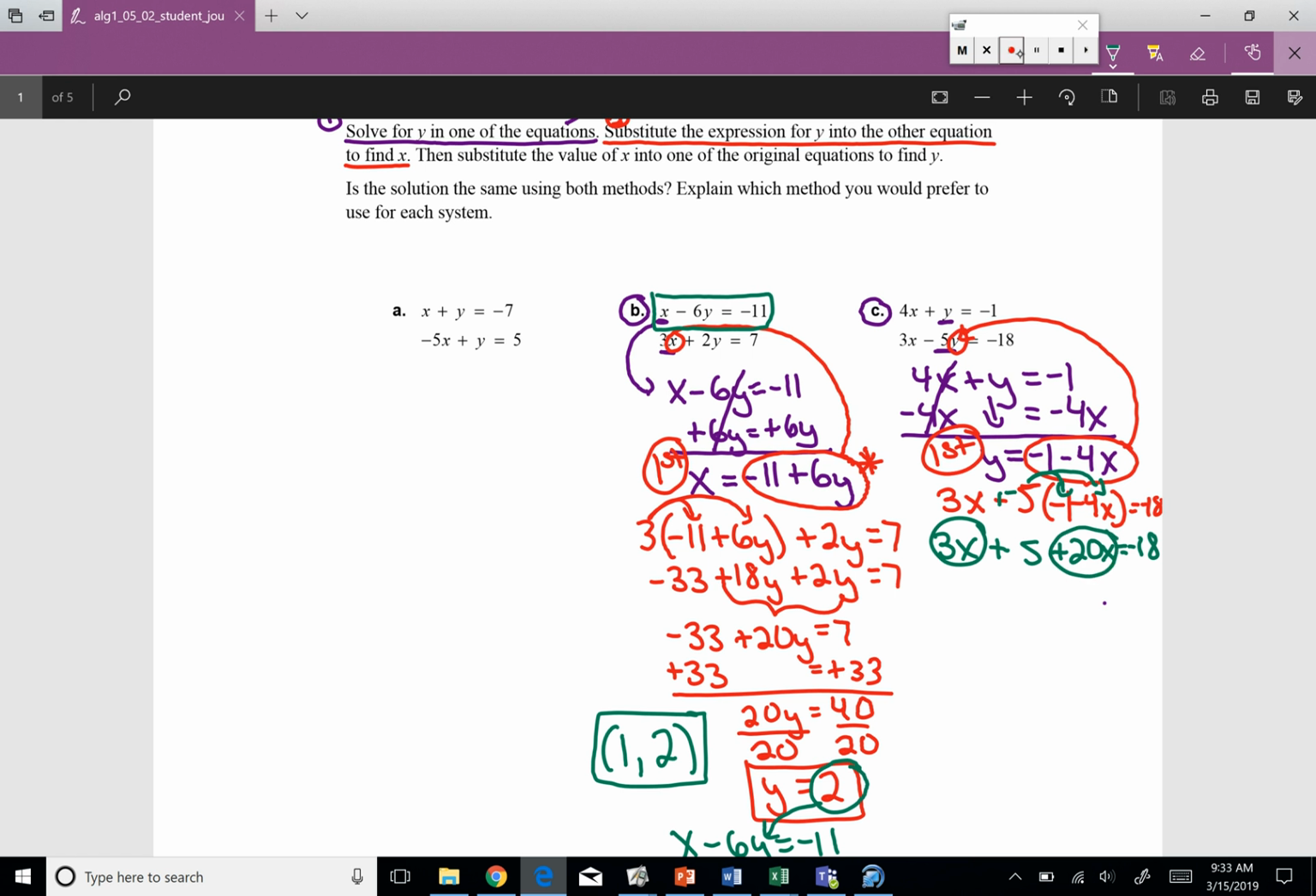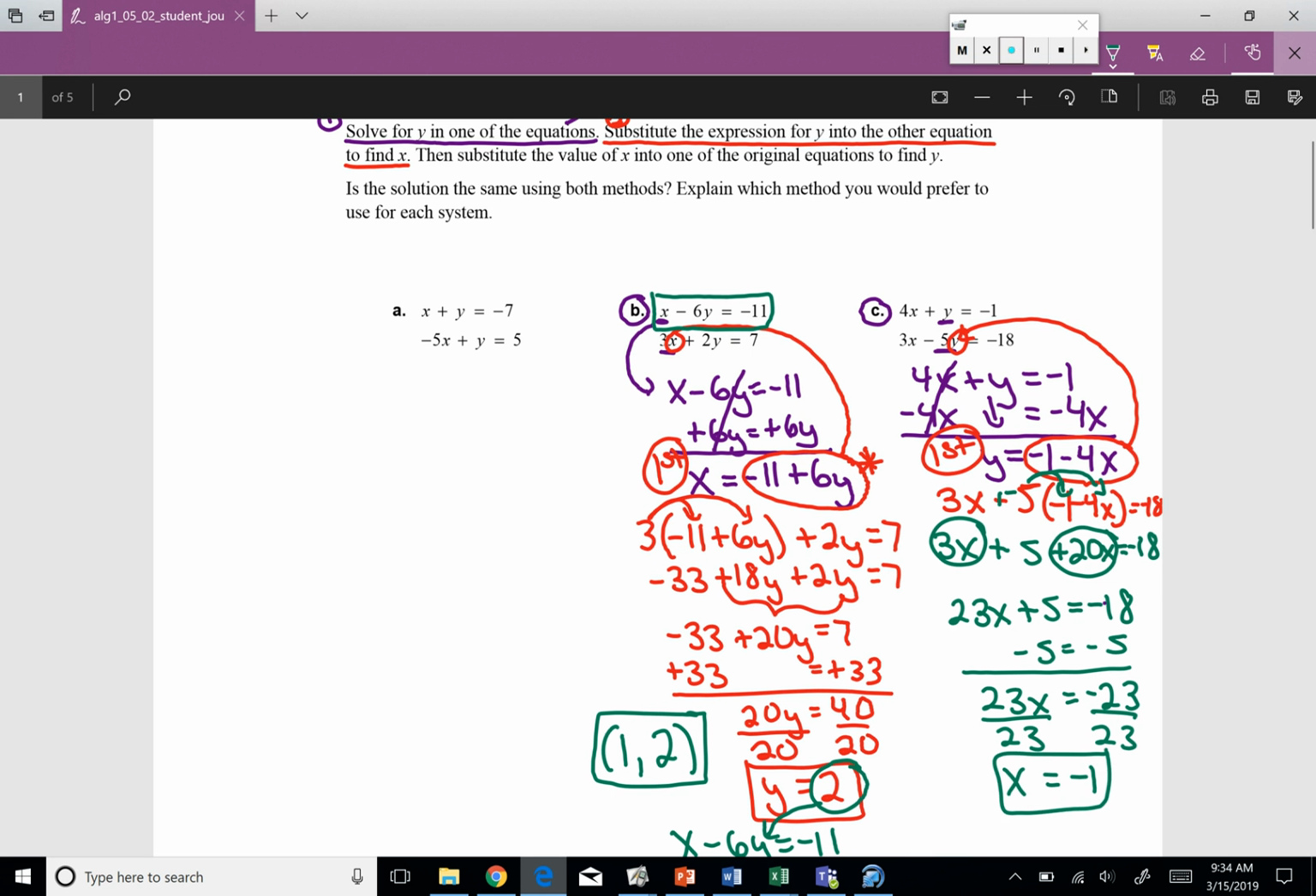3x, 20x, they're on the same side. Keep the sign the same. We get 23x plus 5 equals negative 18. Now it's one of our nice little two-step equations to solve. We subtract the 5. Divide by the 23. So x equals negative 1.